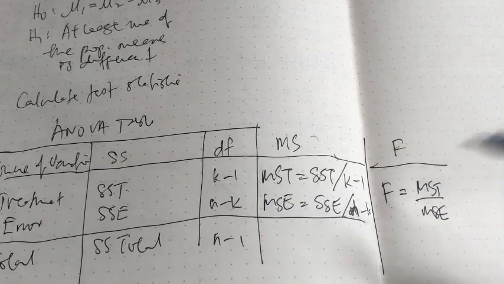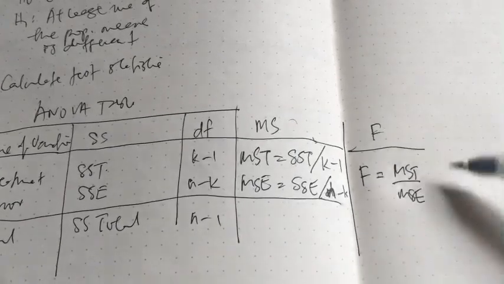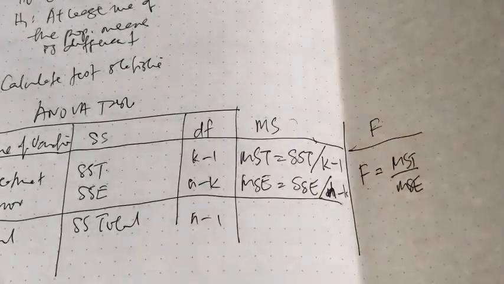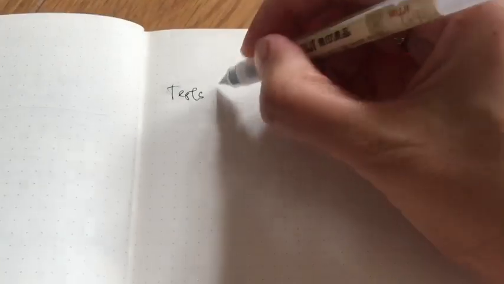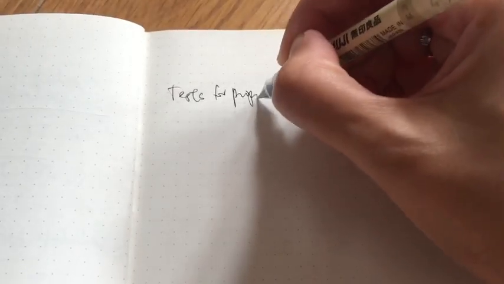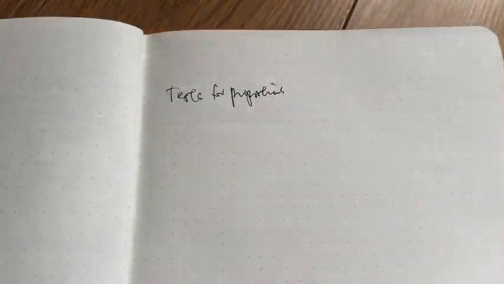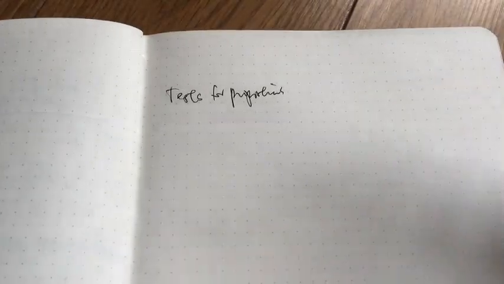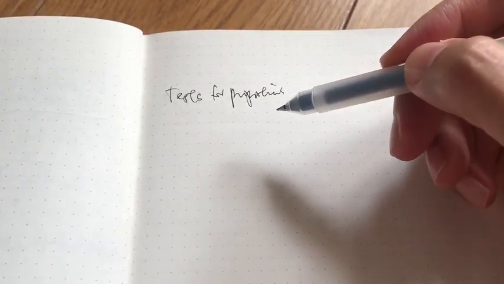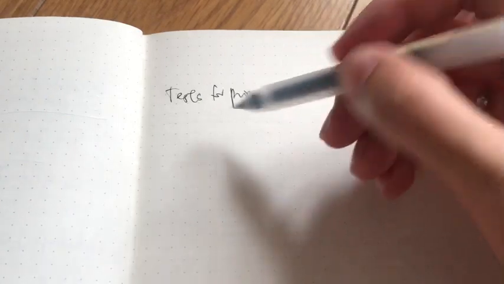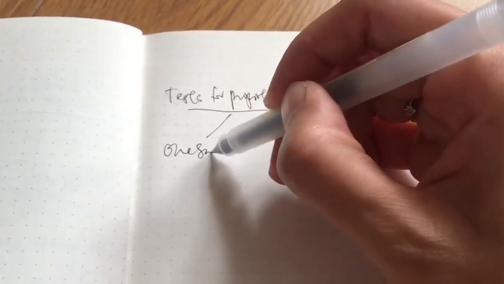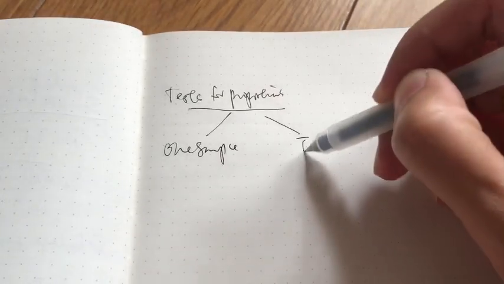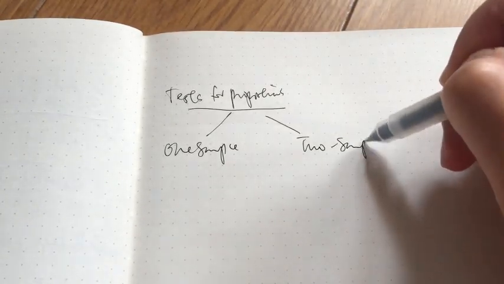Okay, because the F distribution is positively skewed, so you want to get a large value. And then we move on to another test, which is the test for proportions. If you notice, before, all of our tests were on means and variances, so now we're testing proportion this time. The test for proportion is divided into two cases. One is for a one sample proportion test, and the other one is two samples.